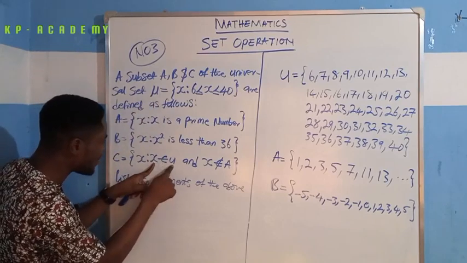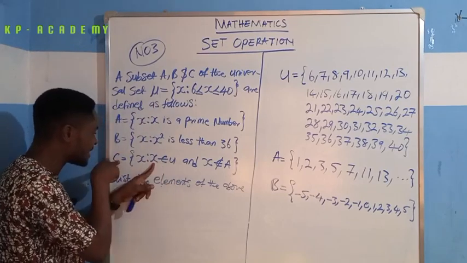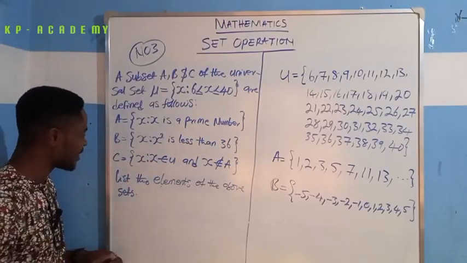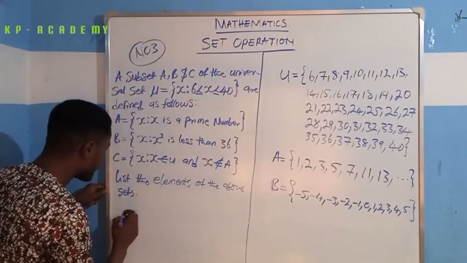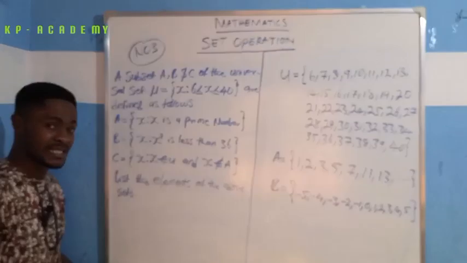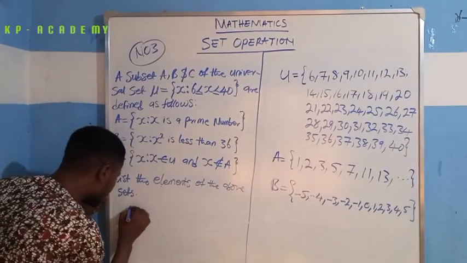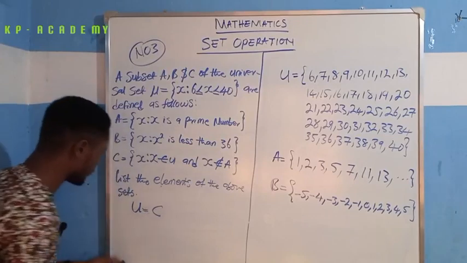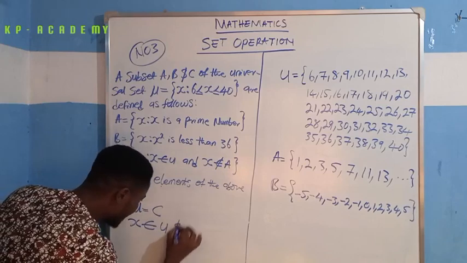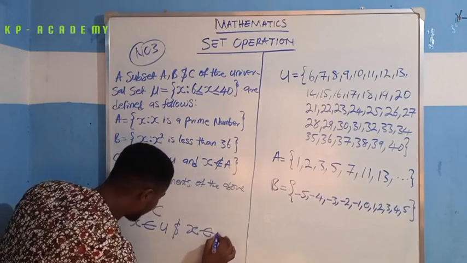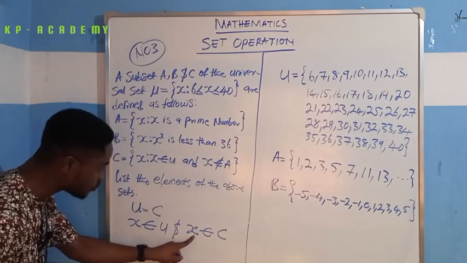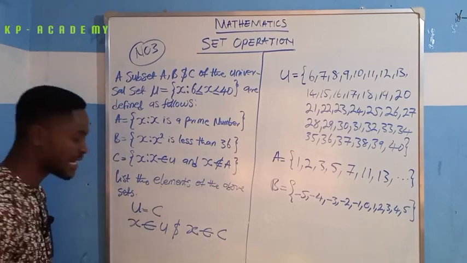Because we say that X is an element of U. So the elements of this set C are also elements of set U, but they are not elements of set A. This is very, very important. So it therefore means that, since the elements in set U are also found in set C, set U is equal to set C. Very important, because if X is an element of U and the same X is an element of C, it means that U and C are the same.